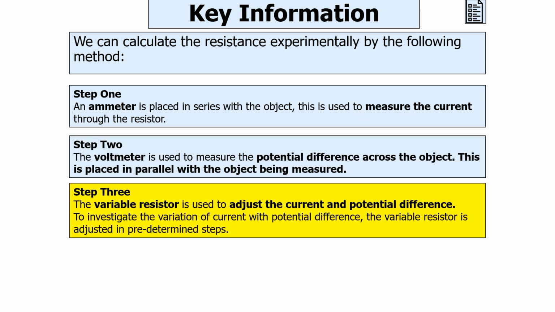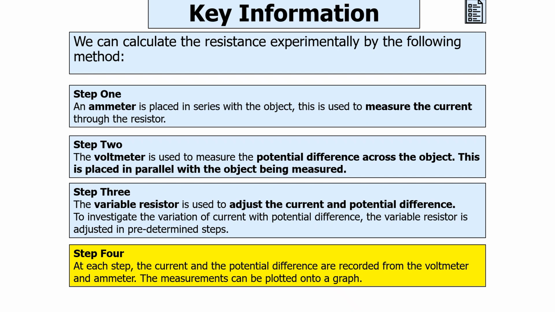Step 3: the variable resistor is used to adjust the current and potential difference. To investigate the variation of current with potential difference, the variable resistor is adjusted in predetermined steps. In each step, the current and potential difference are recorded from the voltmeter and ammeter.